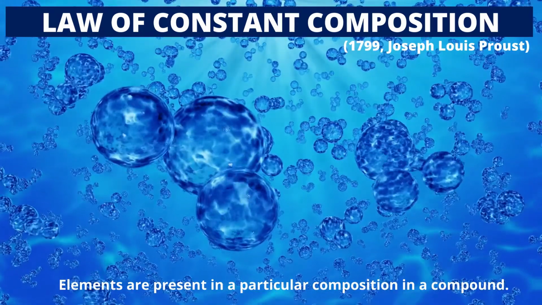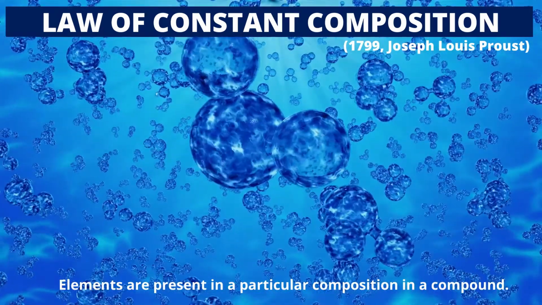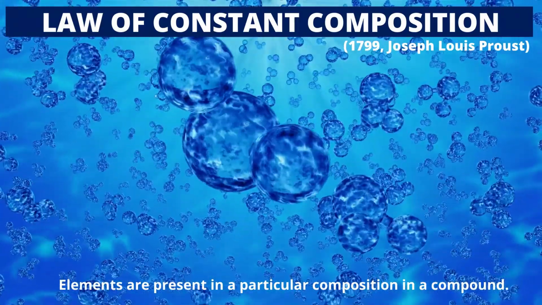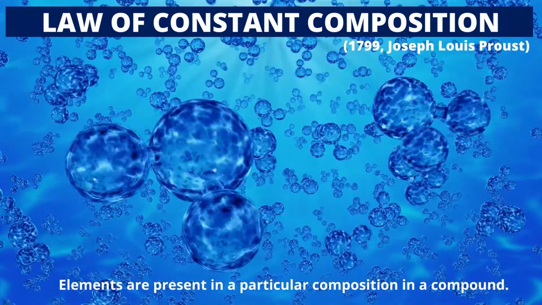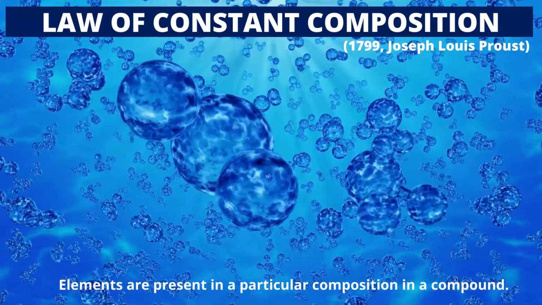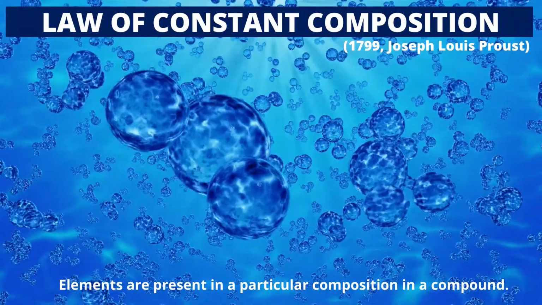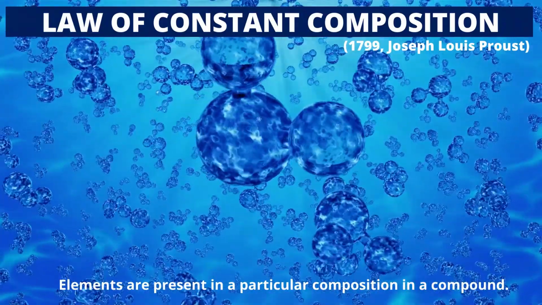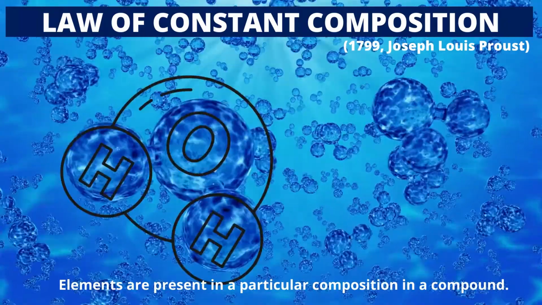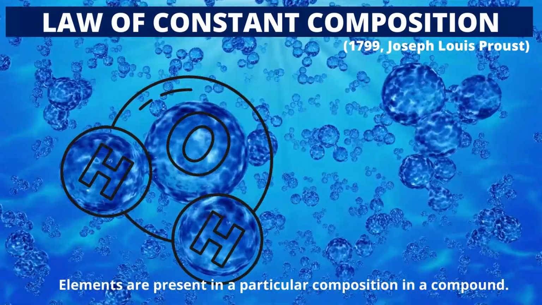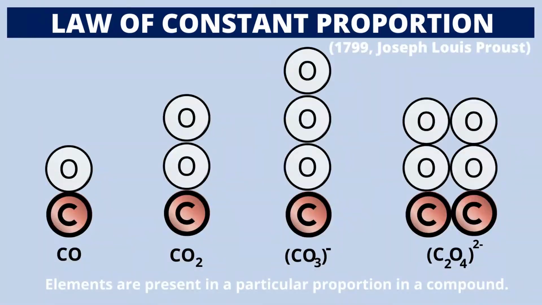In the year 1794, the French chemist Joseph Proust formulated the law of constant composition and proportions from his work on sulfides, metallic oxides, and sulfates. He stated that elements are present in a particular composition. For example, no matter how many water molecules there are, all of them have a constant composition of 2 hydrogen and 1 oxygen atom. He also proposed that masses of elements in a compound always occur in the same proportions.